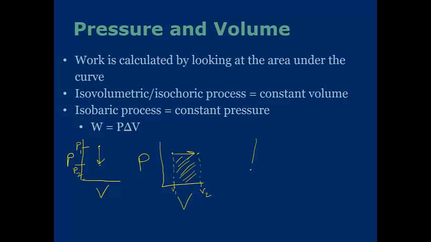Now note, not all PV graphs are going to have such nice isovolumetric or isobaric processes. Sometimes you're going to get an amalgamation of the two. Here's an example of that. So if I were to have a process like so, I would simply just have to calculate the area underneath.